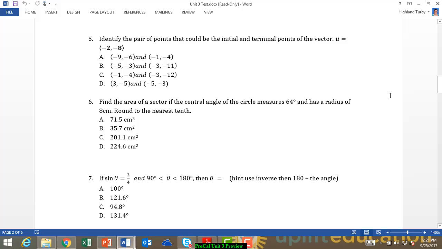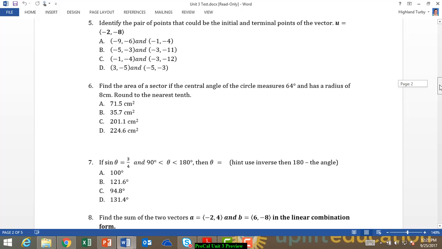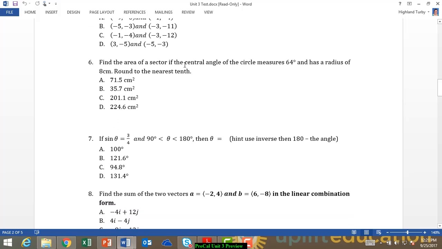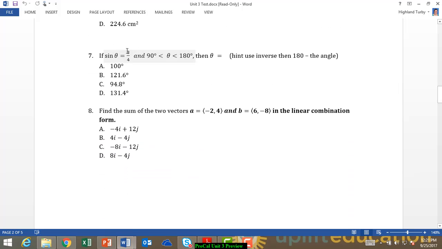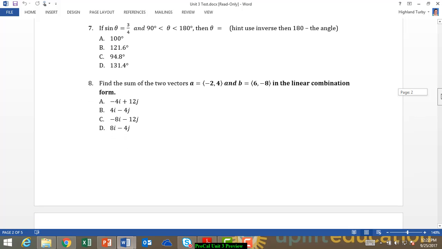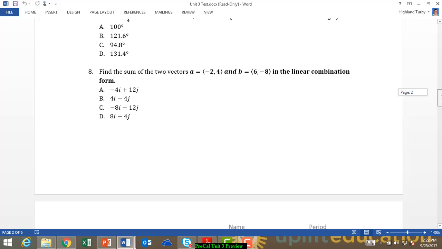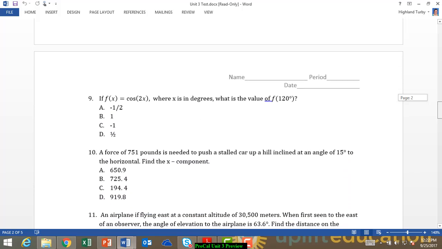Area of a sector, that should be a geometry review question, but it's a good thing to revisit when you're looking at unit circles and talking about radian measures or degrees. Finding an angle between 2 given angles, so it's in a specific quadrant, whether it's positive or negative. Looking at the sum of the vectors, linear component form, like what does the i mean, what does the j mean, how do they work together when you add 2 vectors together. That will be on the CA2. Make sure you guys review that.